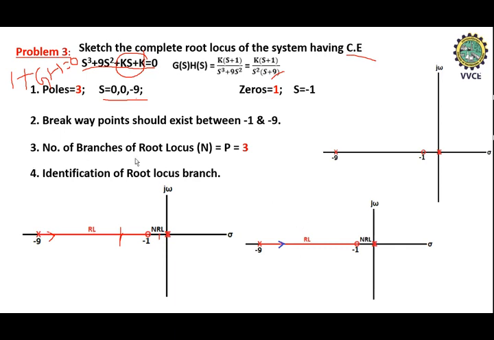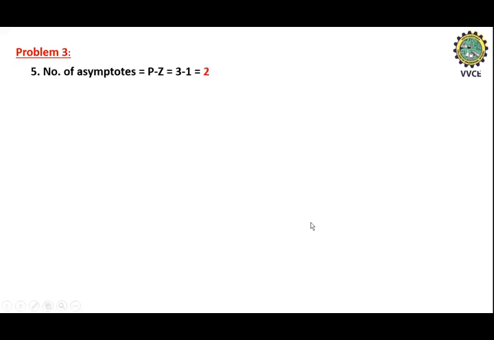Next, total number of root locus branches. How many branches will be there for this current problem? The total number of branches will be equal to the total number of roots. Among poles and zeros, poles are greater, so the number of branches of the root locus is 3.